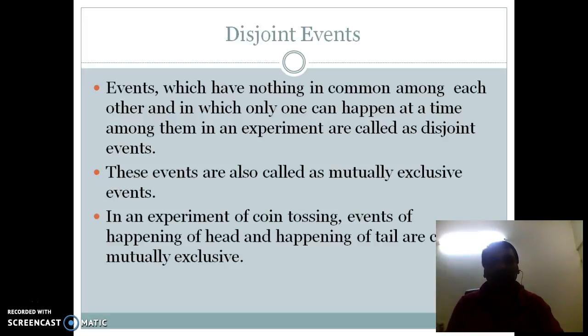Now let's see disjoint events. Events which have nothing in common among each other, and in which only one can happen at a time among them in an experiment, are called disjoint events. These events are also called mutually exclusive events. In an experiment of coin tossing, the events of happening of head and happening of tail are called mutually exclusive.